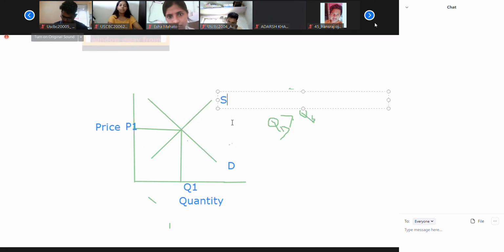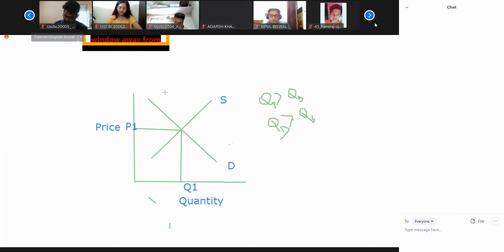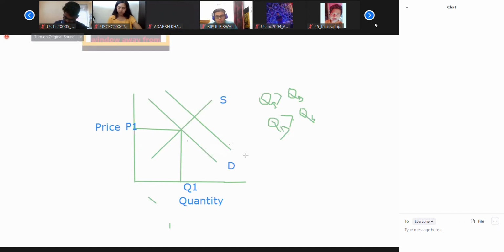When the income of the consumer increases, demand will increase. That will be shown by shifting of the demand curve to the right, showing an increase in demand for the commodity because of the increase in income. The demand curve will shift from position D to position D1.